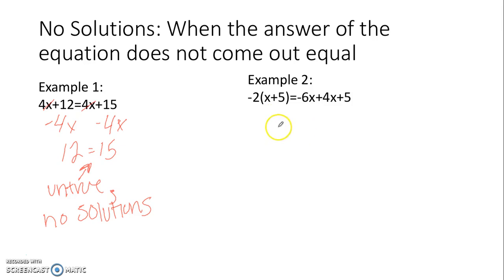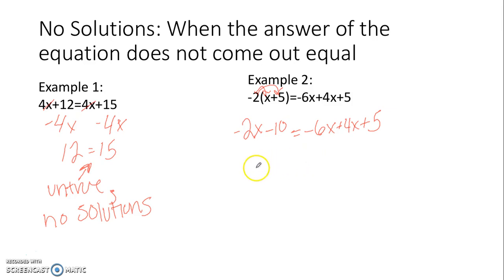Okay, let's take a look at number 2. First we're going to distribute. So negative 2 times x is negative 2x. Negative 2 times positive 5 is equal to negative 10, so minus 10 is equal to, and this side we don't have to distribute, so we're just going to bring it right on down.